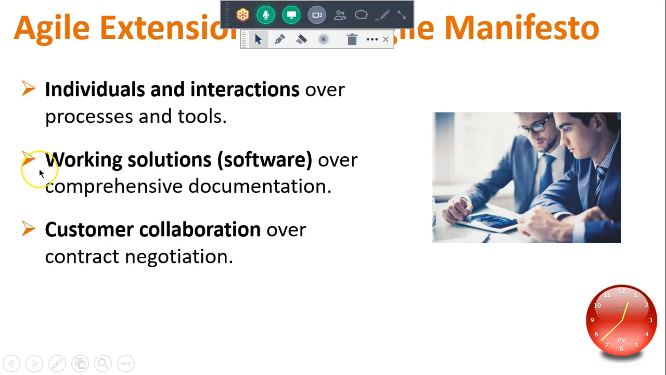Customer collaboration over contract negotiation. The healthcare company that I worked for a long time was very big. The CIO was very big on, you sign the spec, that's what you get. This was almost 20 years ago, and maybe at that point in time it worked. But it's not a paradigm that is particularly successful moving forward in a dynamic environment.